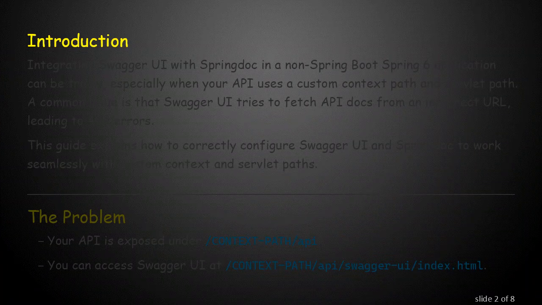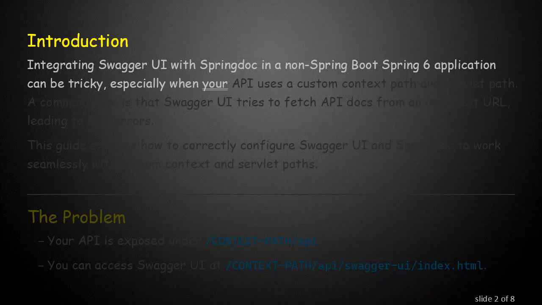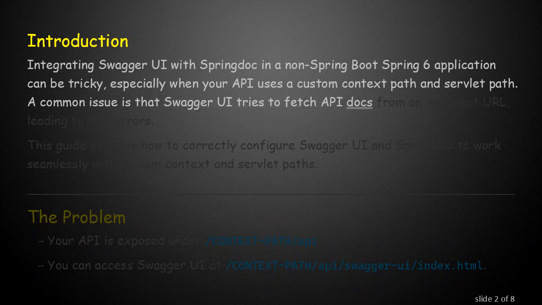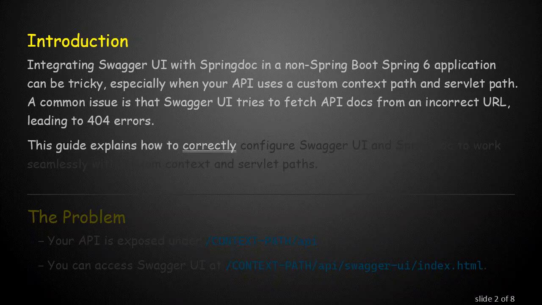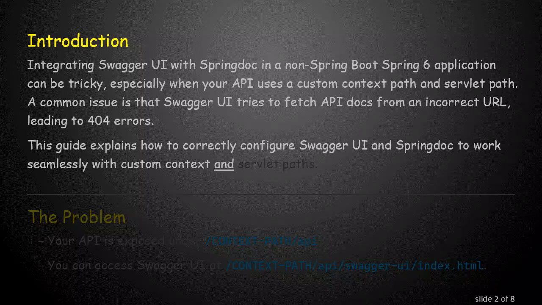Introduction. Integrating Swagger-UI with Springdoc in a non-Spring Boot Spring 6 application can be tricky, especially when your API uses a custom context path and servlet path. A common issue is that Swagger-UI tries to fetch API docs from an incorrect URL, leading to 404 errors. This guide explains how to correctly configure Swagger-UI and Springdoc to work seamlessly with custom context and servlet paths.